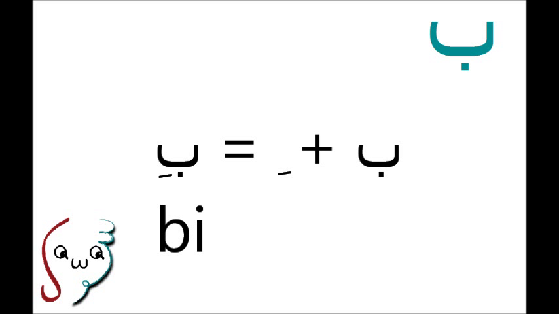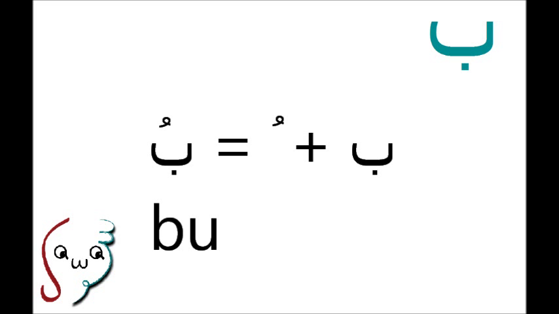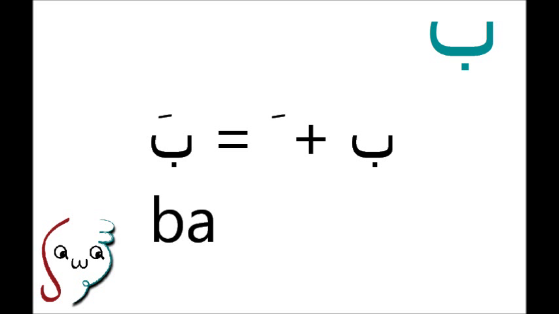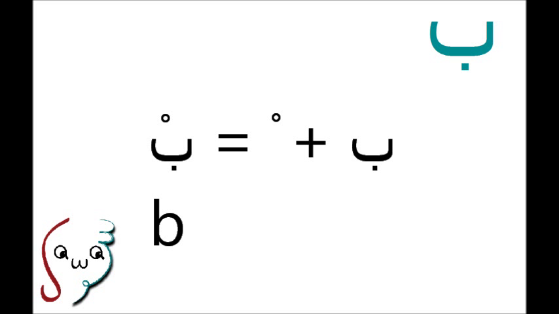So first, ba plus kasra equals bi. Then ba plus damma equals bu, ba plus fatha equals ba, ba plus sukun equals b.